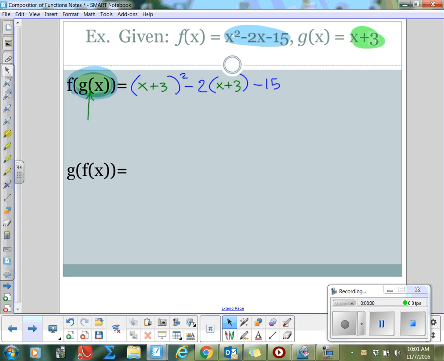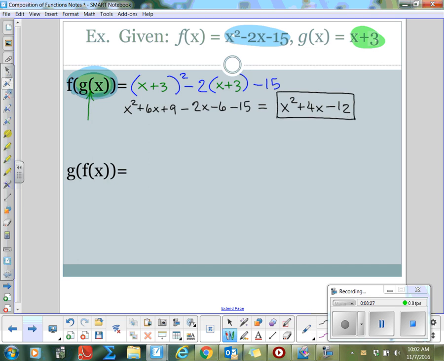Here we have some algebra that we have to do. We have to square the binomial. That becomes x squared plus 6x plus 9. Distribute. And finally combine like terms. That is a composite function.